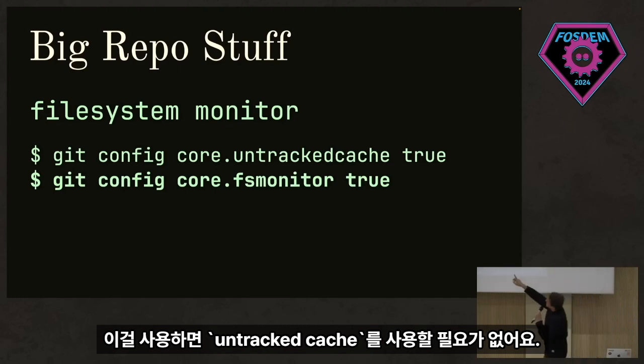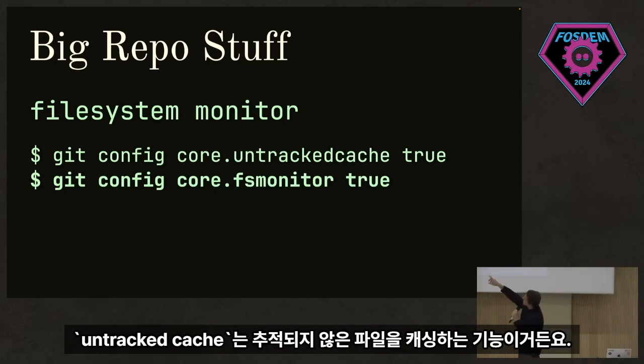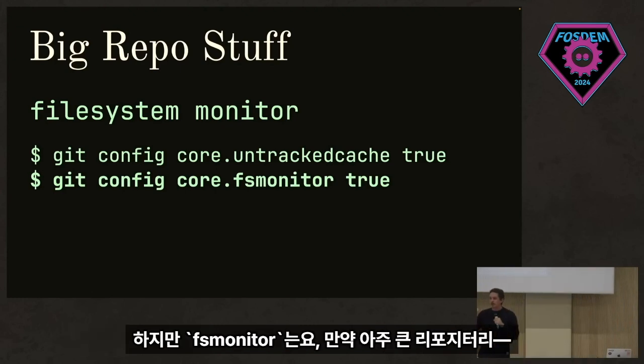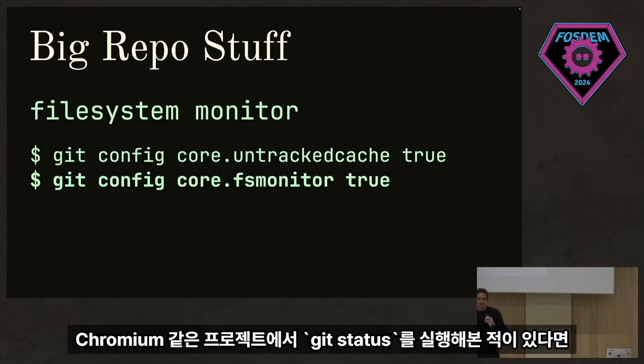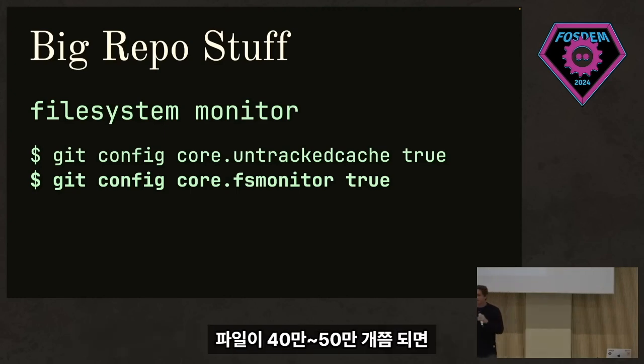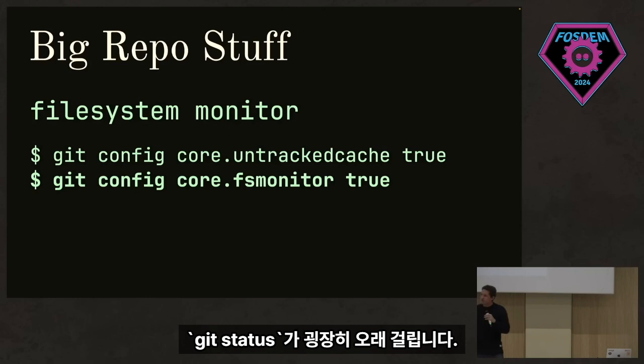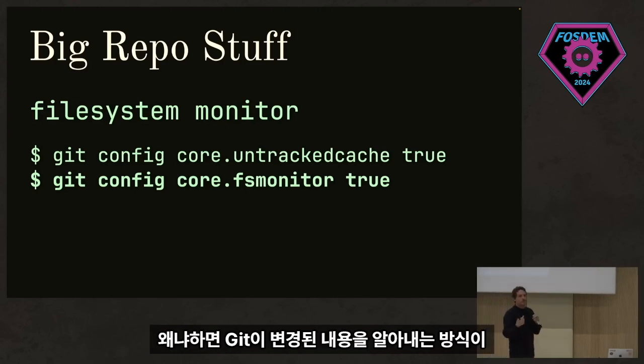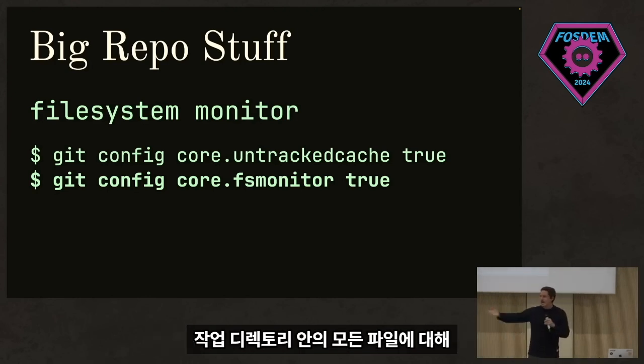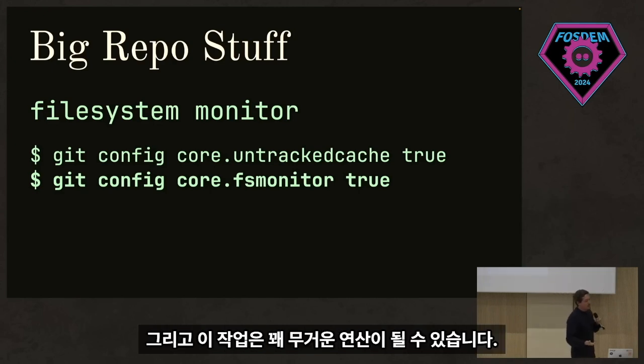So you don't have to do untracked cache. That's just caching untracked files. But FS monitor, if you've ever run git status in a very, very large repository like Chromium, if you have 400, 500,000 files, it takes a really long time, right? Because the way that Git figures out what has changed is it stats every file in your working directory, and that can be relatively expensive.